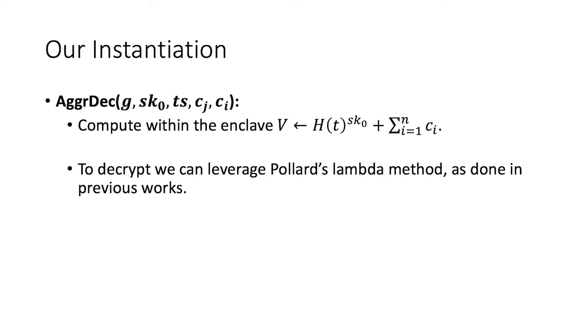Essentially, to perform the final aggregation, the aggregator uses the aggregator secret key that was generated during setup but is kept secure within the Intel SGX to compute the aggregation over all of the ciphertexts that were generated. Once we get this final result V, we can decrypt using a standard technique from PSA, which is to leverage Pollard's lambda method to determine the sum. Please note that this is only practical in a situation where the plaintext space size is small.